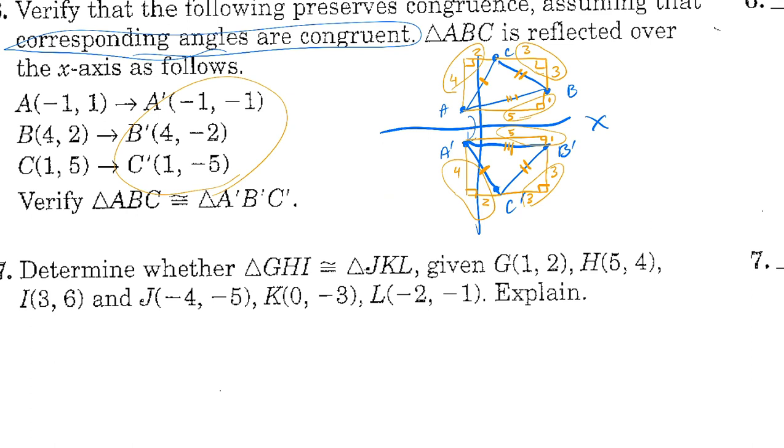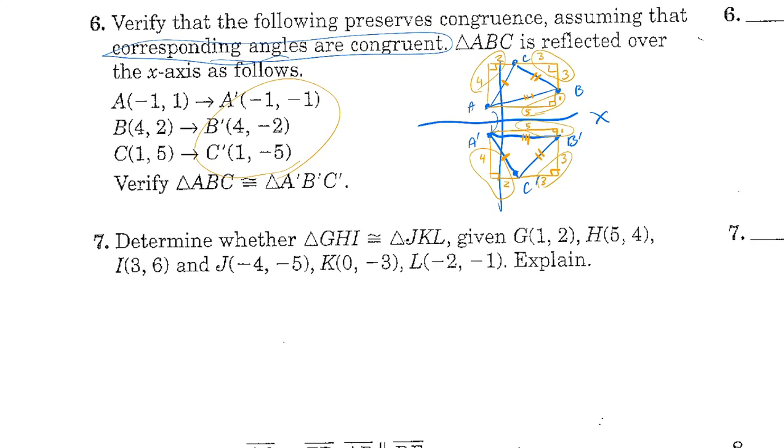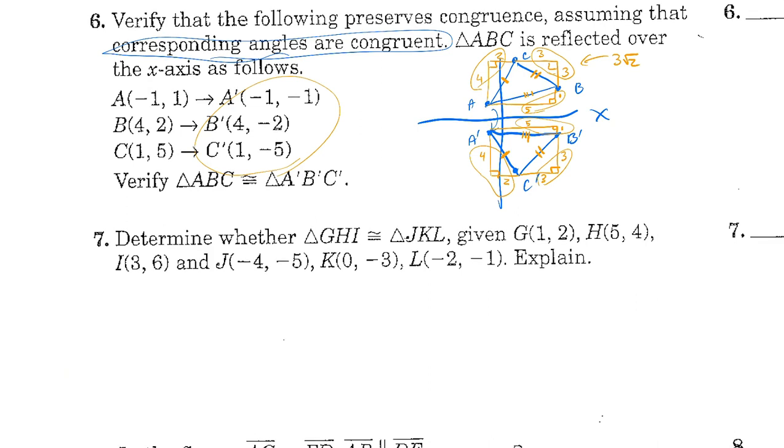Okay, woo, that's a cool little proof verifying there. Or you could have found all the lengths. So the length of this side, using the Pythagorean Theorem, you get 3√2 after you simplify. You could do that for every single side. I liked using some triangles are congruent and CPCTC.